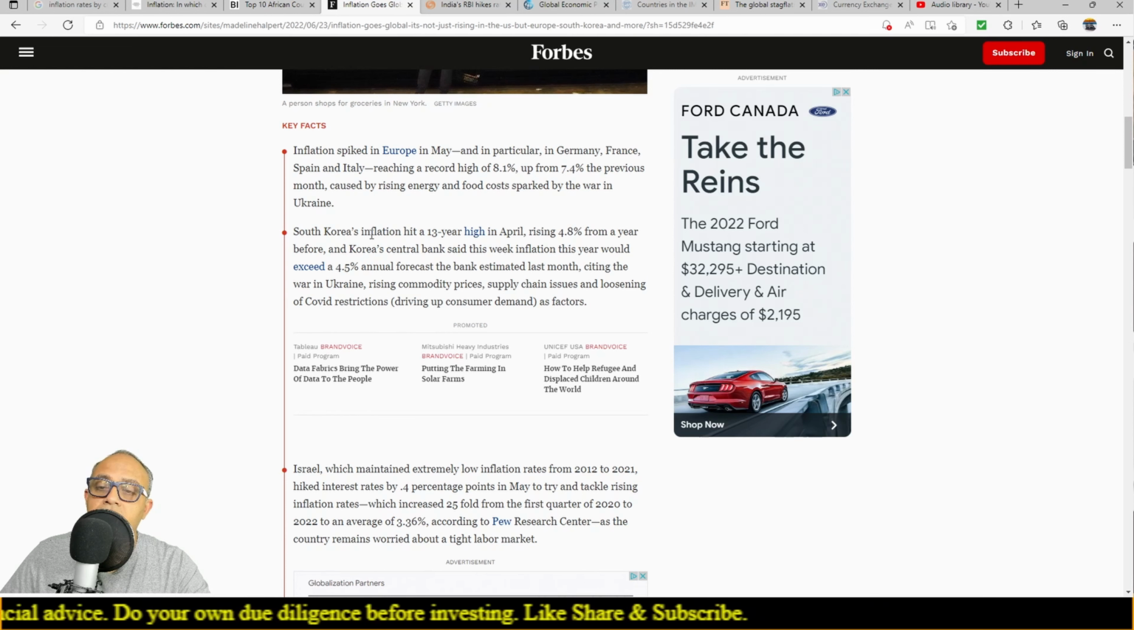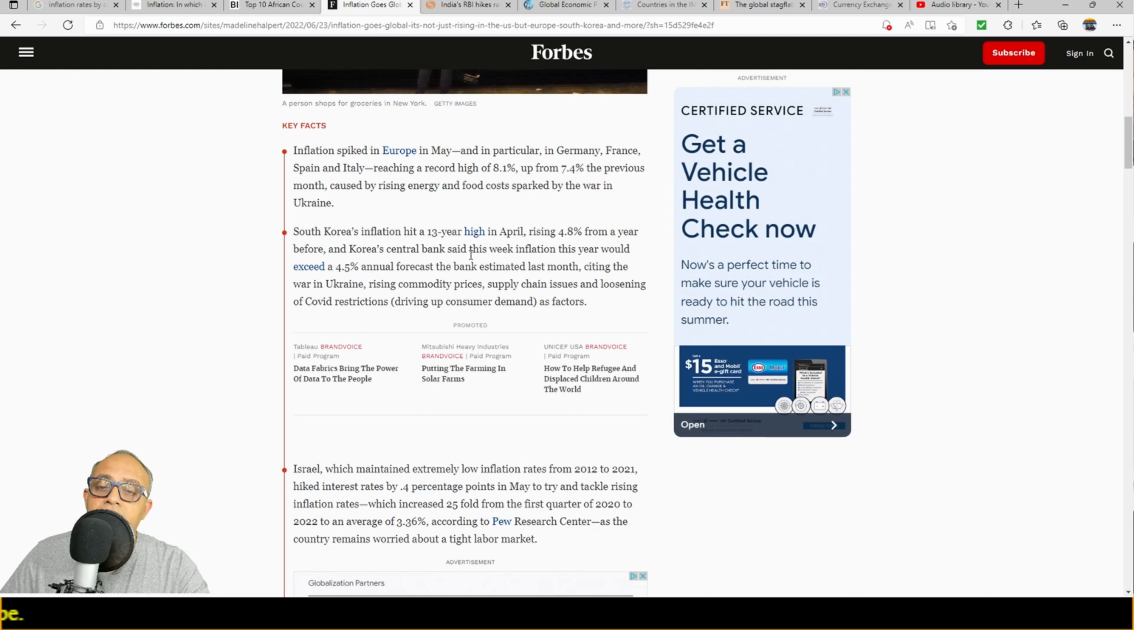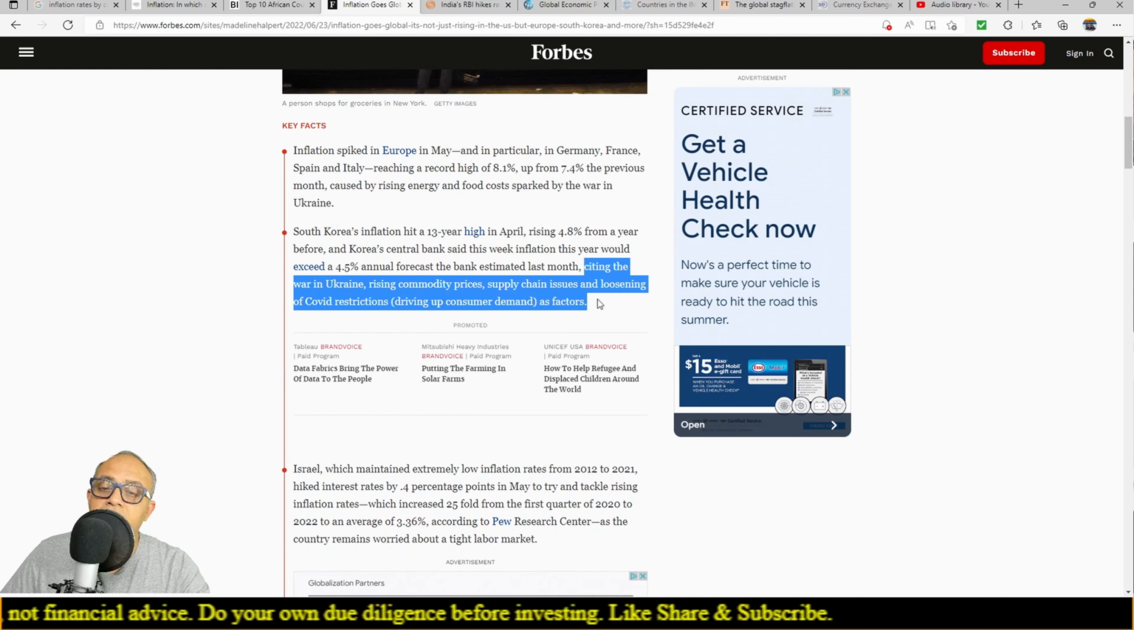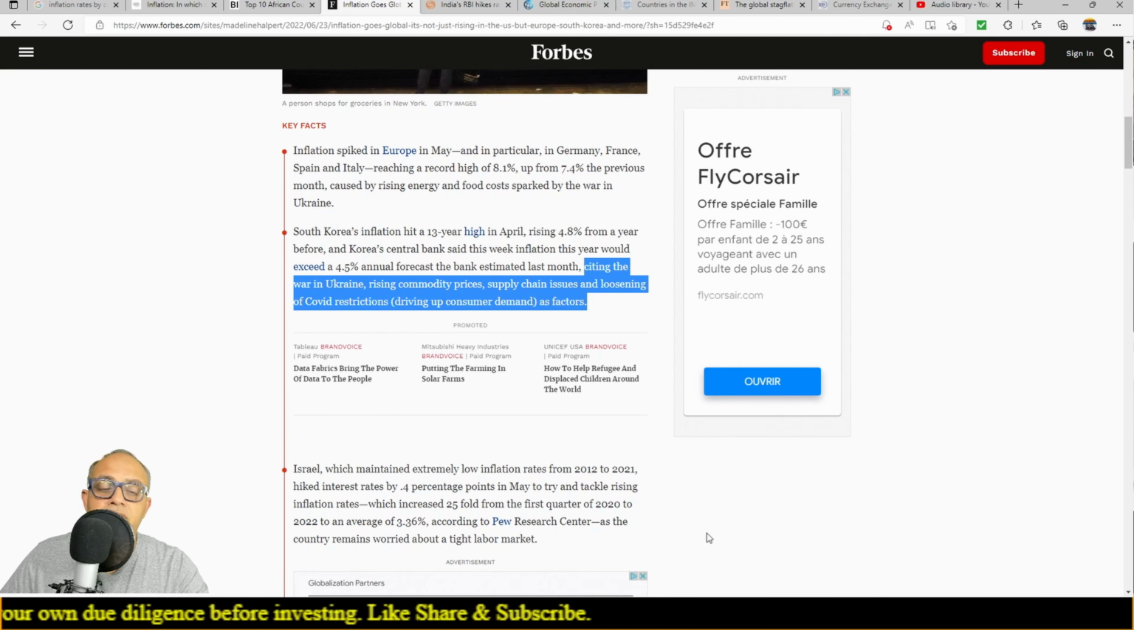It also says South Korea's inflation hit a 13-year high in April, rising 4.8% from a year before. And Korea's central bank said this week inflation this year would be exceeding a 4.5% annual forecast the bank estimated last month, citing the war in Ukraine, rising commodity prices, supply chain issues, and loosening of COVID restrictions, driving up consumer demand as major factors.